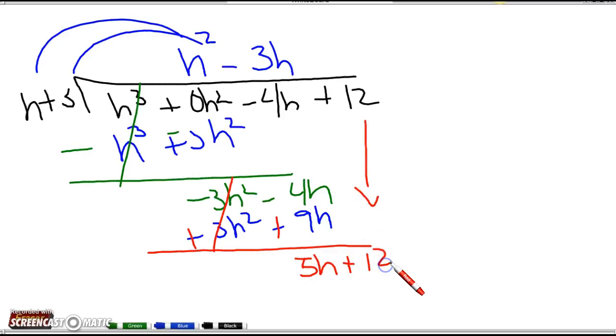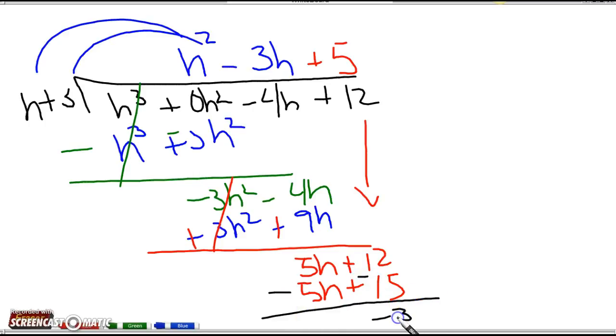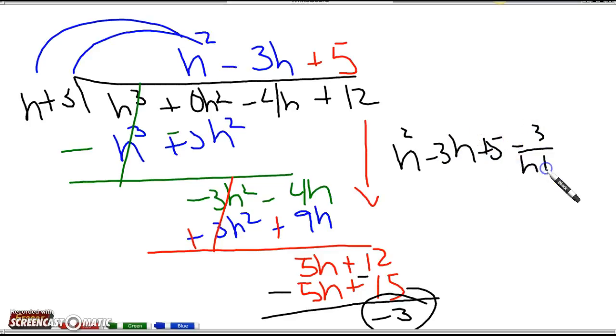plus 12. I'm going to multiply this by 5. 5 times h is 5h. 5 times 3 is 15. I'm going to subtract. I get negative 3. So my remainder is negative 3. So I get h squared minus 3h plus 5 minus 3 over h plus 3. I hope this helps.